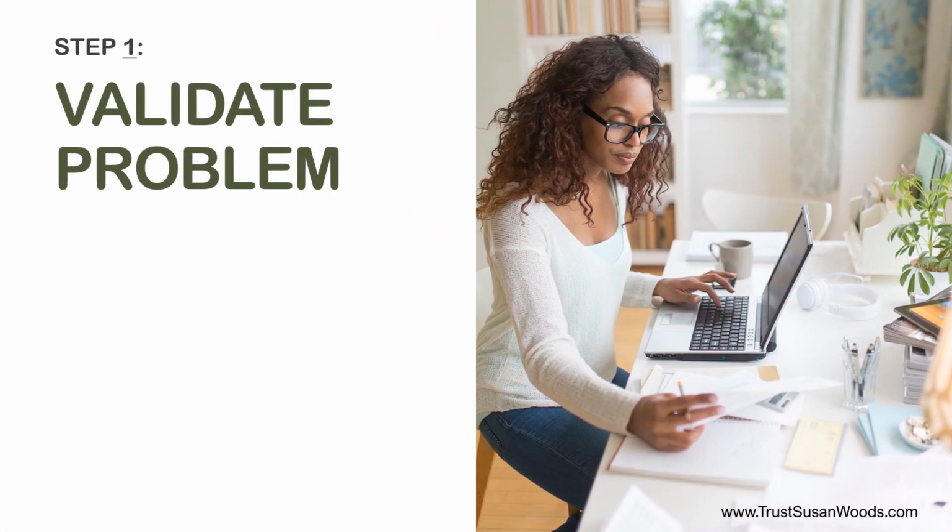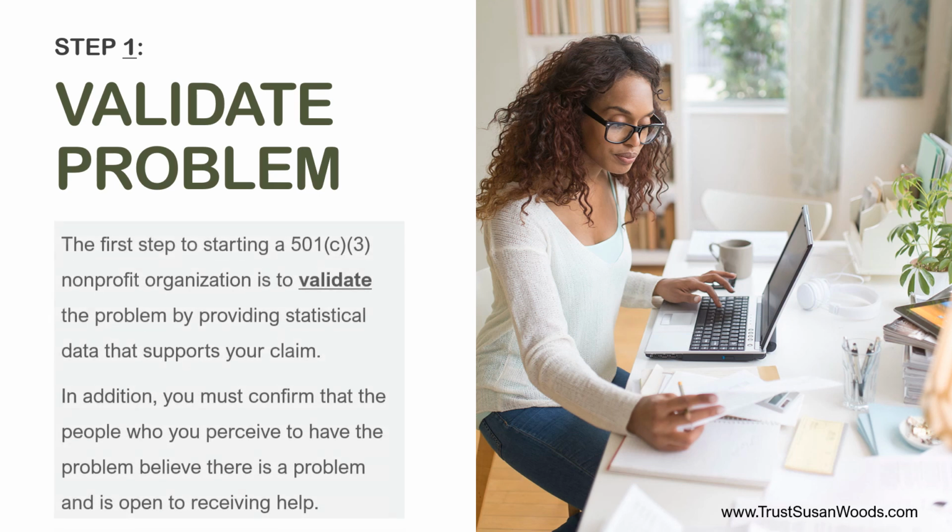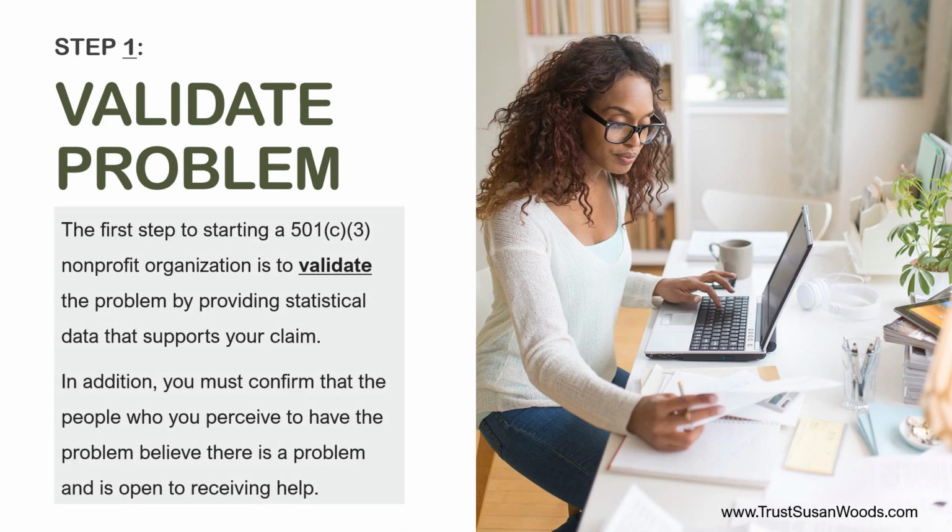Step 1, validate problem. The first step to starting a 501c3 nonprofit organization is to validate the problem by providing statistical data that supports your claim. In addition, you must confirm that the people who you perceive to have the problem believe there is a problem and is open to receiving help. Let me elaborate on that just for a moment.